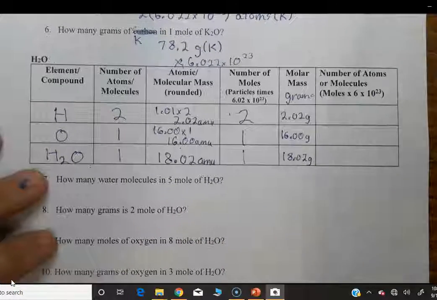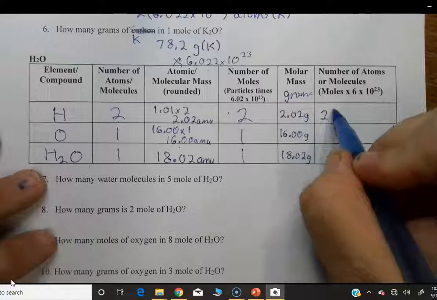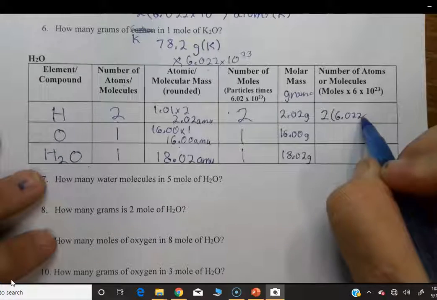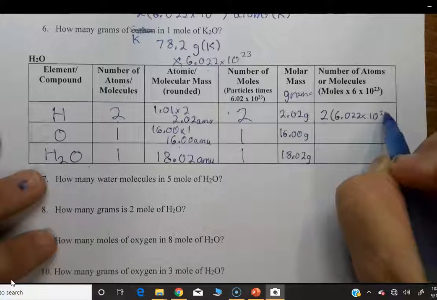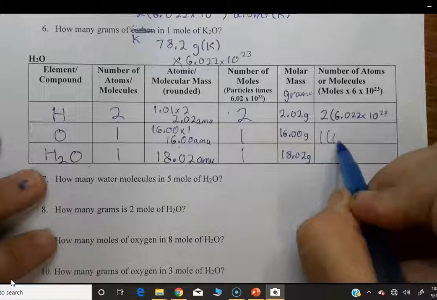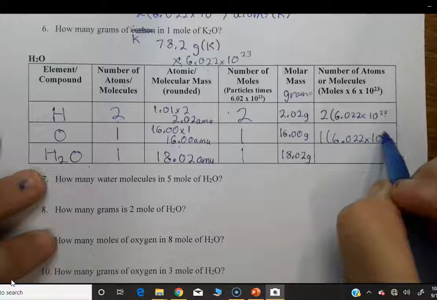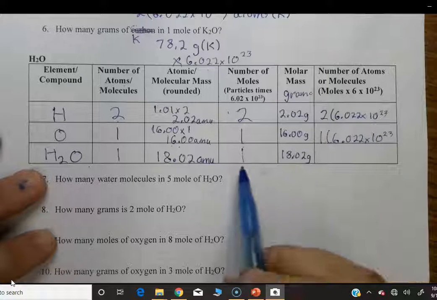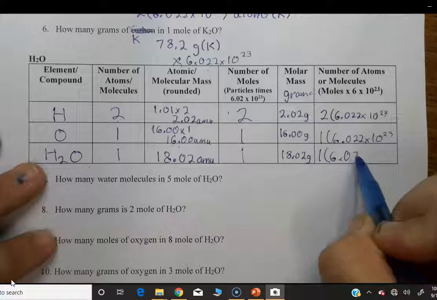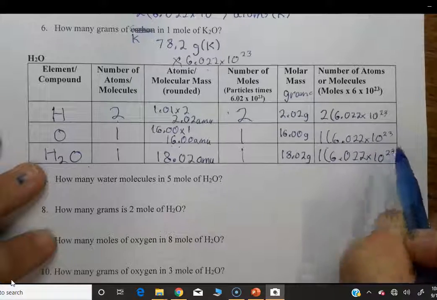Okay, and now how many atoms or molecules is that? Well, it's 2 moles, so that means it's 2 times 6.022 times 10 to the 23rd. This one is 1 mole, so 1 times 6.022 times 10 to the 23rd. And finally, it's 1 mole of water, so it's 1 times 6.022 times 10 to the 23rd. And that fills out our table.